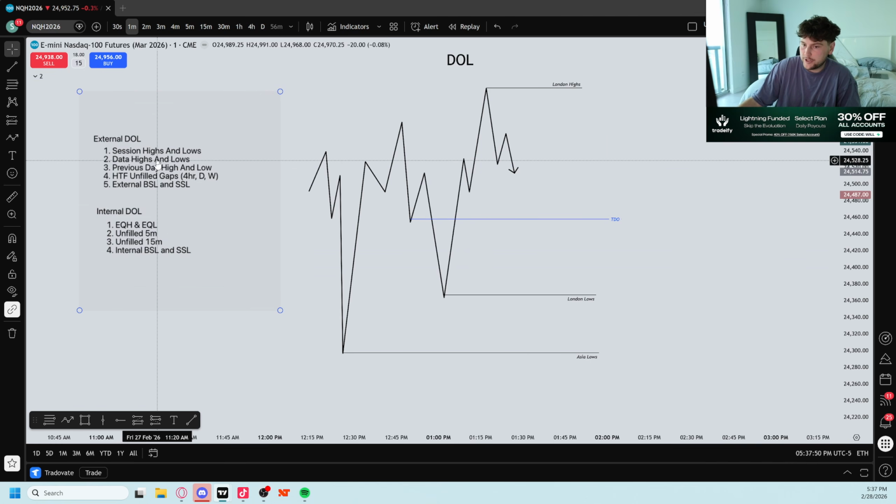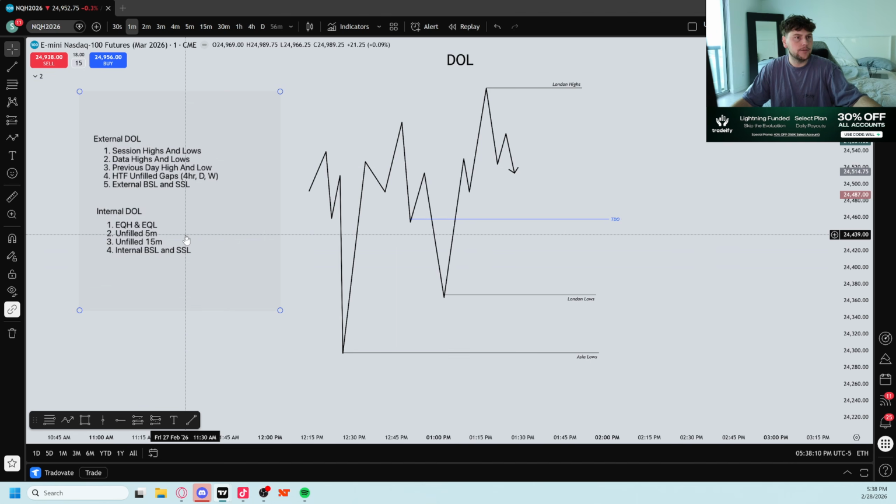Now, if we don't have any of this, that's when we go to the internal draw on liquidity: our equal highs and lows, our unfilled 5 minutes, our unfilled 15 minutes. Again, we use the top three here and the top two here. The 4 and 5 up here and the 3 and 4 up here are basically just our market indicators for where price wants to go.